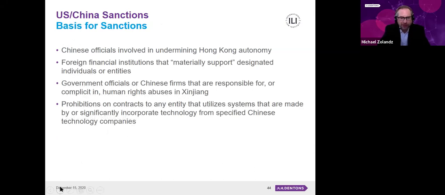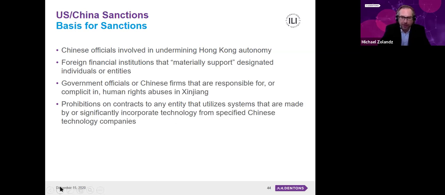So the basis for the sanctions, what is the underlying rationale and legal authority to impose these sanctions, are one, Chinese officials that are involved in undermining Hong Kong's autonomy. That includes those who were directly involved in government in Hong Kong, but also mainland China. As a follow-on from that, foreign financial institutions that provide material support to designated individuals or entities can also be targeted for sanctions. We've talked about secondary sanctions and follow-on sanctions. This is another area where the material support provision makes an appearance. Also government officials or Chinese firms that are responsible for or complicit in human rights abuses in Xinjiang.